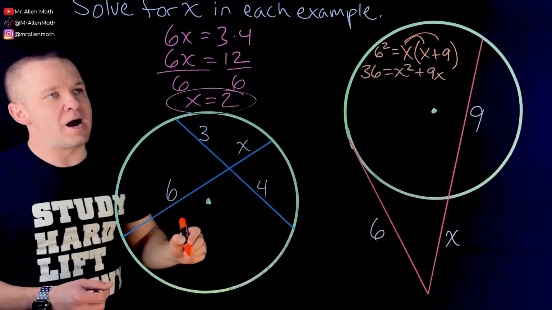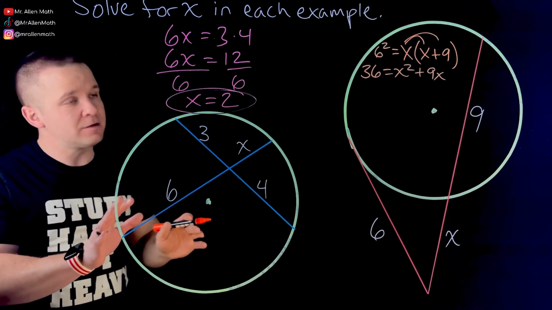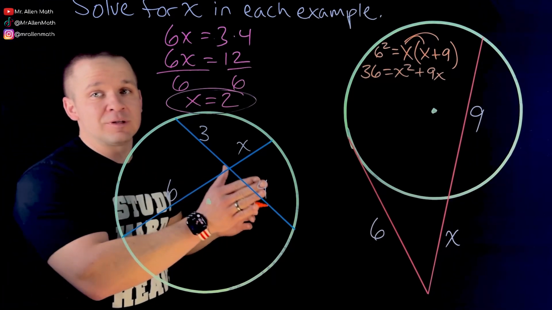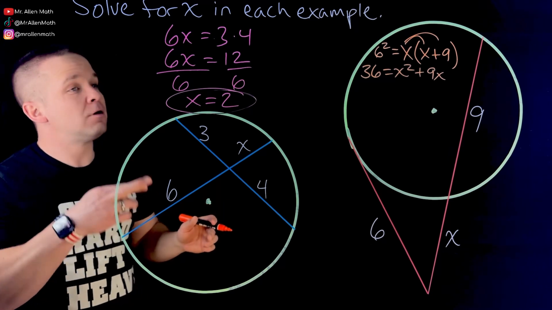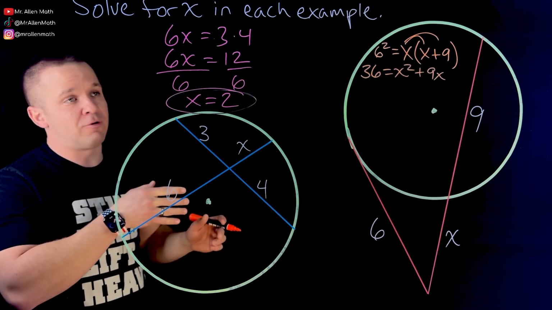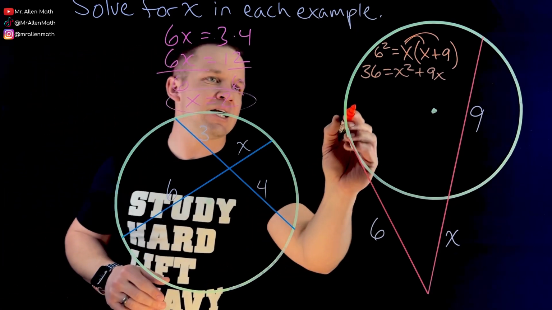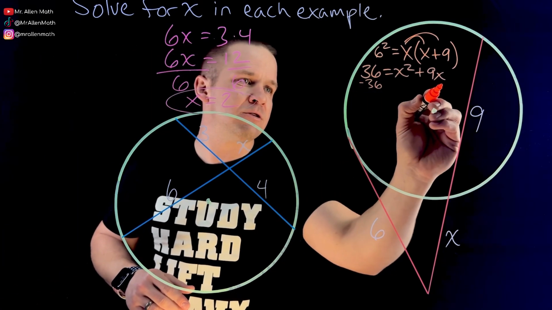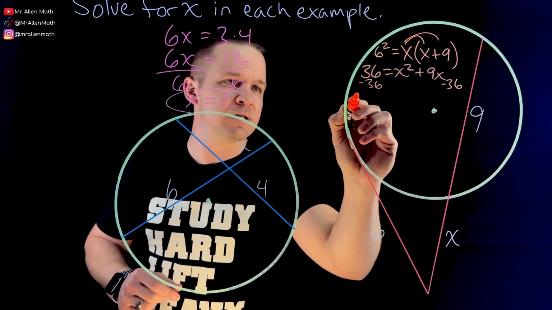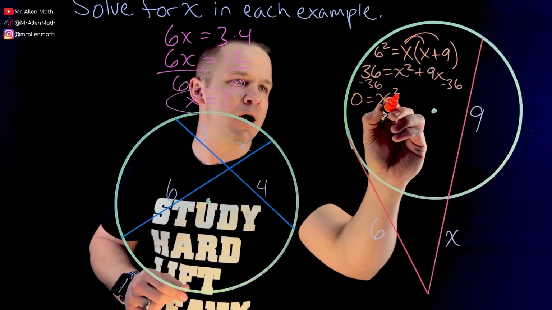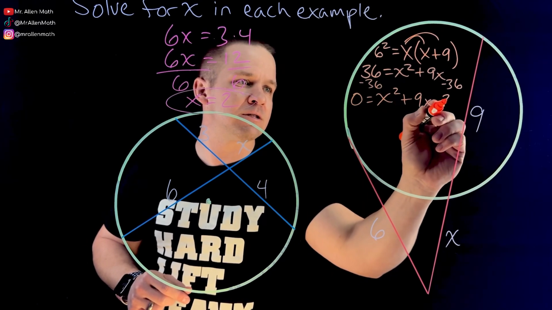Uh-oh. What do I do now? Oh, no. Panic. It's a quadratic. Don't panic. We're going to set it equal to 0. Then we'll factor, hopefully, if it's factorable, or use the quadratic formula. Got to bust out the big dog sometimes. But hopefully it's factorable. All right? So let's set it equal to 0. I'll subtract 36 on both sides. We get 0 equals x squared plus 9x minus 36.